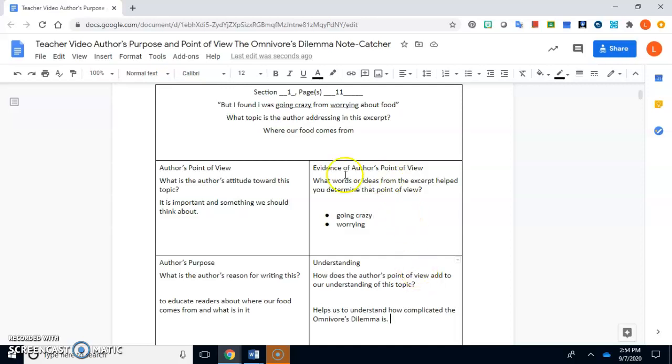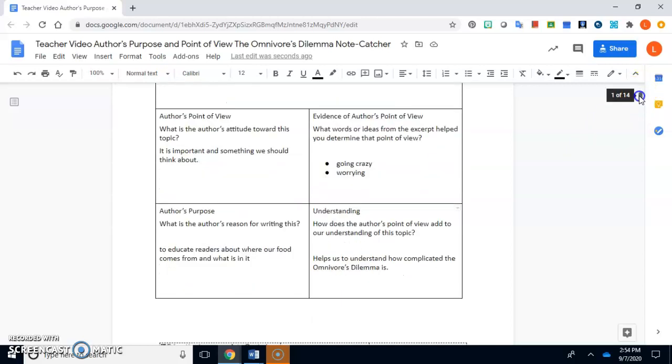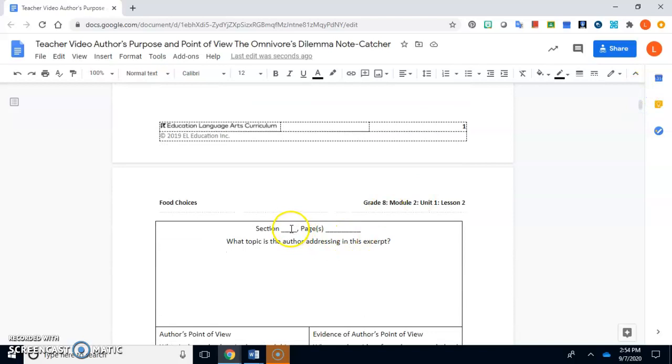So what you guys are going to do is use these same question stems. You're going to read the paragraph right above the one that we just read on page 11. You're going to focus on the sentence that says, instead, we have dozens of different experts who give us lots of different advice about what to eat and what not to eat. You're going to answer those same questions.